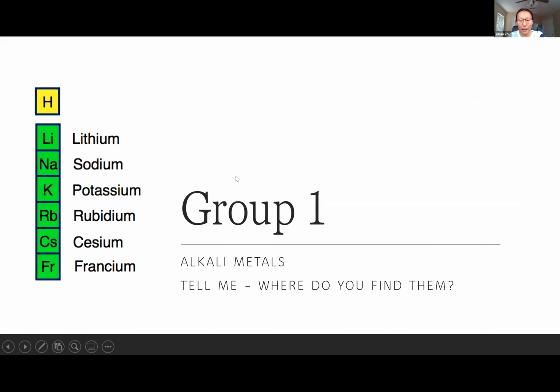All right, so now we're going to talk about group 1 alkali metals. I'm going to open up the chat real quick, and you can tell me, where do you think you can find them? Yeah, they are found in group 1, but let me ask another question. Where in the world or in common life can you find them?